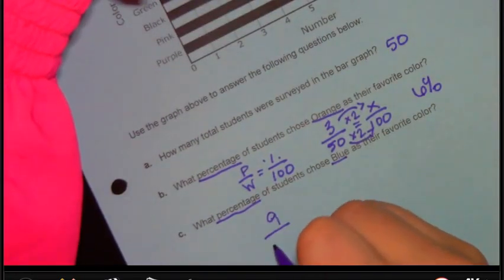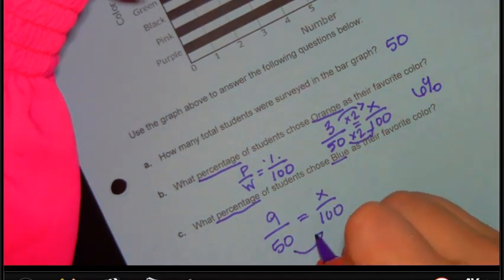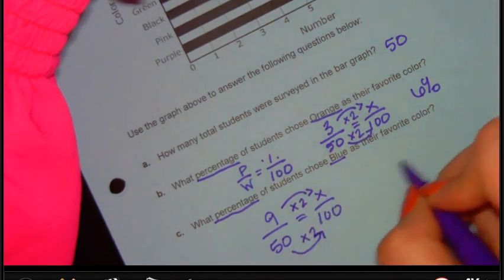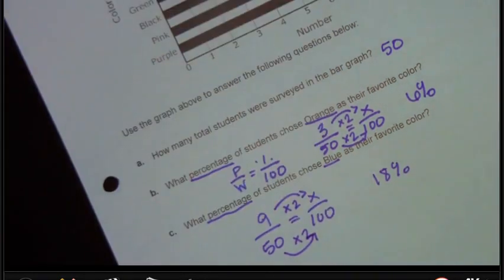Well, blue has 9 over the total 50 is equal to X over 100. And we already know that 50 to 100 is times 2. And I'm going to do the bottom to the top. 9 times 2 is 18, giving me 18% of students chose blue as their favorite color.